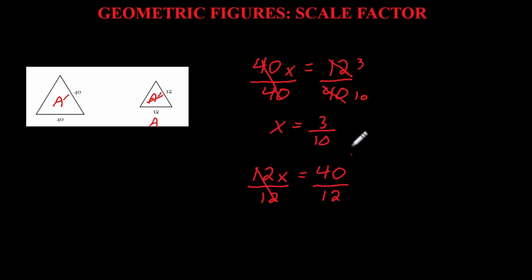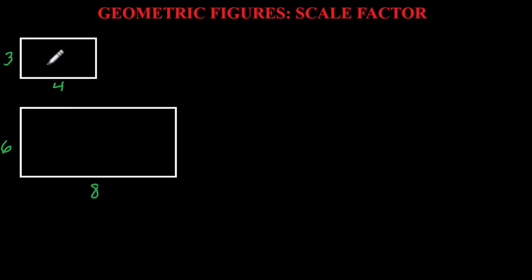Well, this time it's 40 divided by 12, which is going to be 10 over 3. Notice that it's the reciprocal. On this one, figure A is dilated or scaled up to be A prime. So I want to find the scale factor going from 3 to 6. And we notice that 3 times some unknown number gives us 6. And when we divide both sides, we get x equals 2. So my scale factor is a 2.